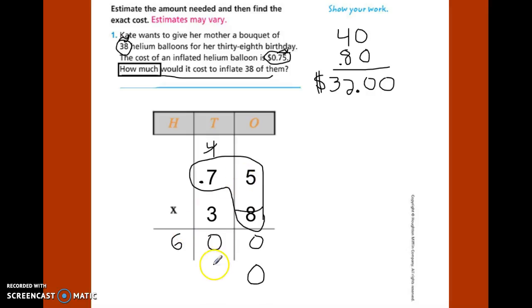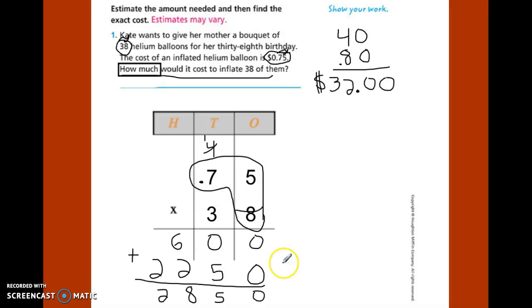3 times 5 is 15, 5. Carry my 1. 3 times 7 is 21, plus that is 22. I'm going to go ahead and add these together. And I end up with 0, 5, 8, and 2. Now, with the decimals, remember what I said, you count how many times over the decimal is.